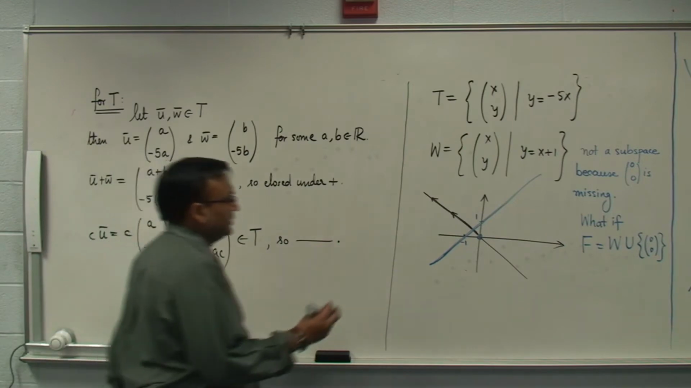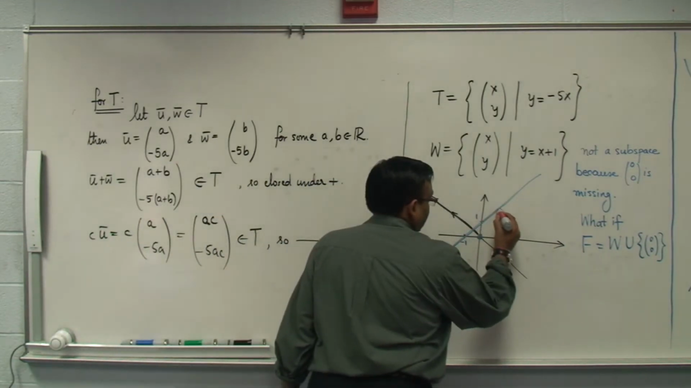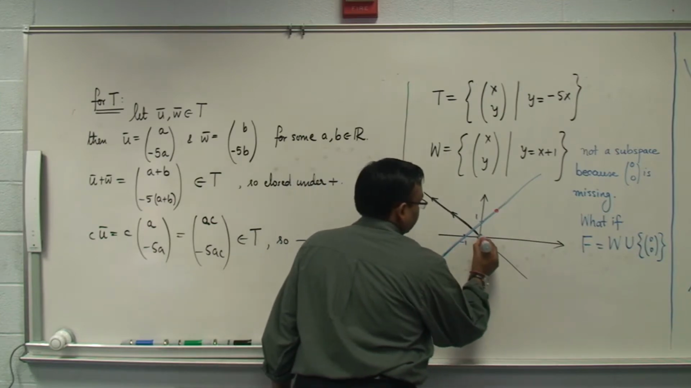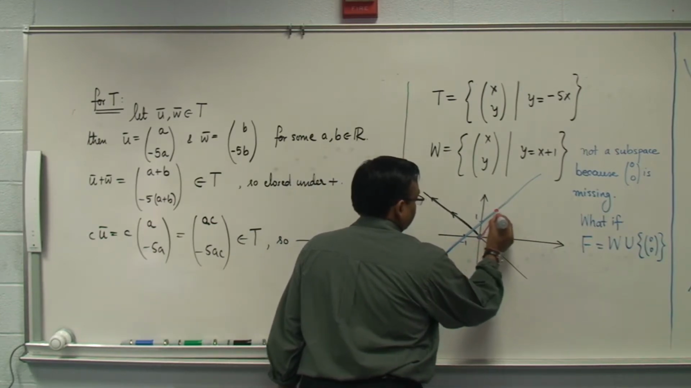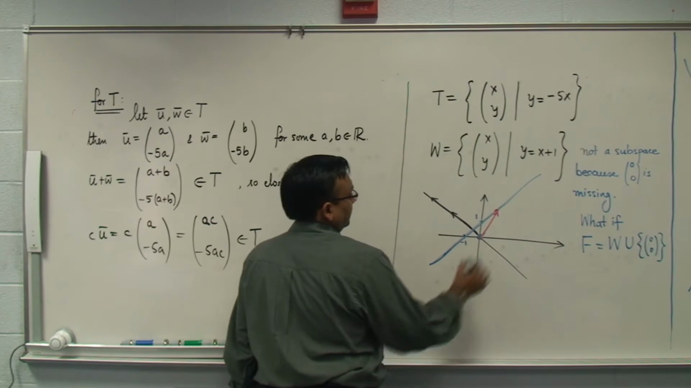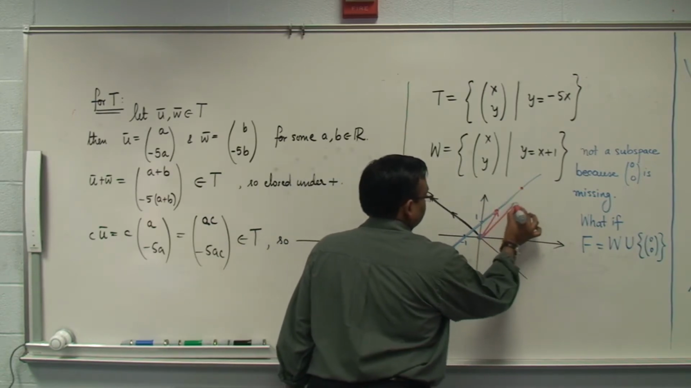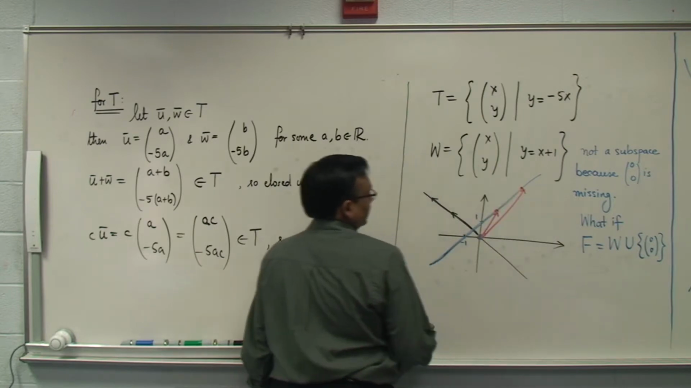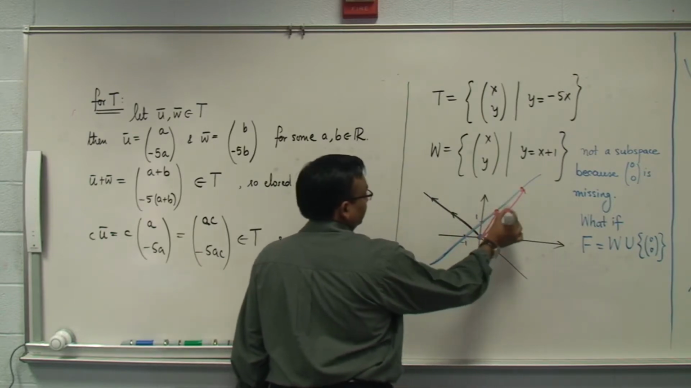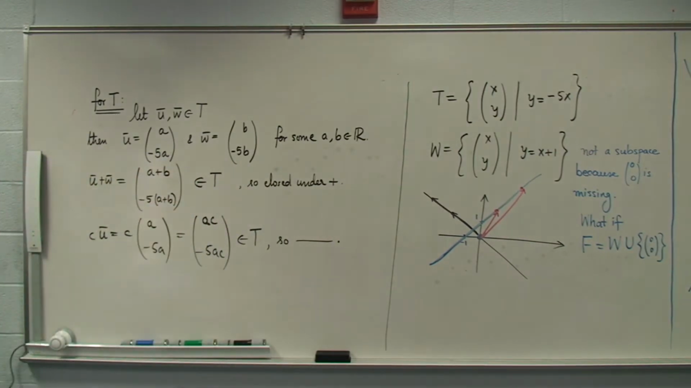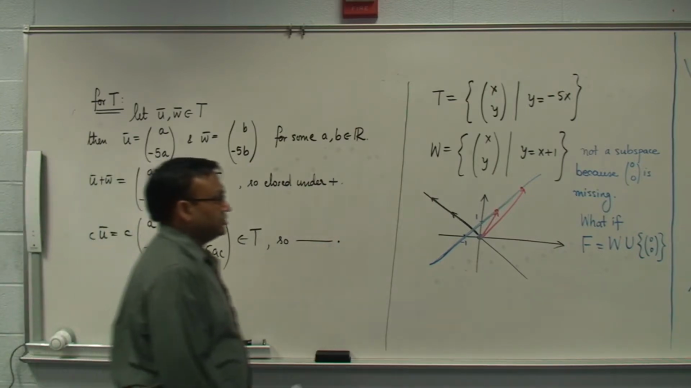So let's try to take it geometrically. If I take any point in here, then the vector corresponding to this would be like this. And if I take any different point over here, the vector corresponding to this would be over here. So if you do the sum of these two vectors, it will not be on this line, it will be outside the line. So the zero vector was not the only problem. In fact, it is not even closed under addition.